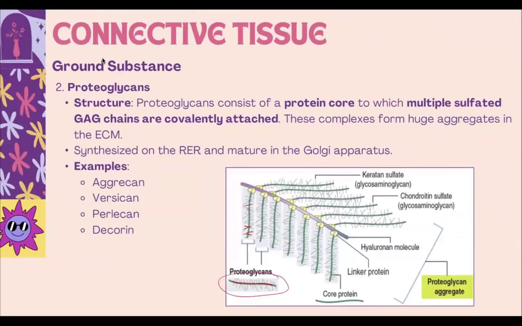It's also important to note that these are synthesized in the rough endoplasmic reticulum and they mature in the Golgi apparatus. It's not the most likely question to come up, but it can. Examples of proteoglycans are aggrecan, versican, perlecan, and decorin. The names sound similar to proteoglycan, so you should be able to piece that together.